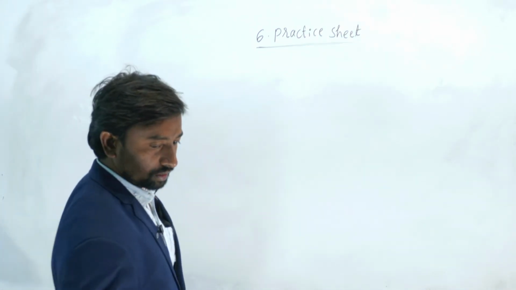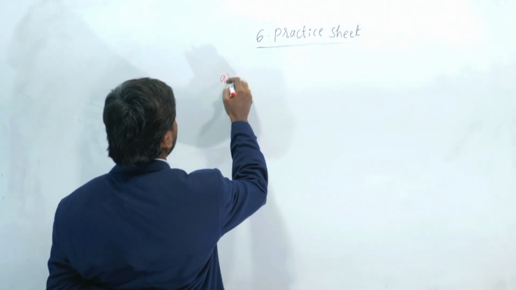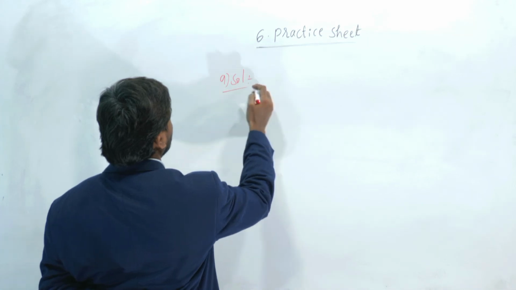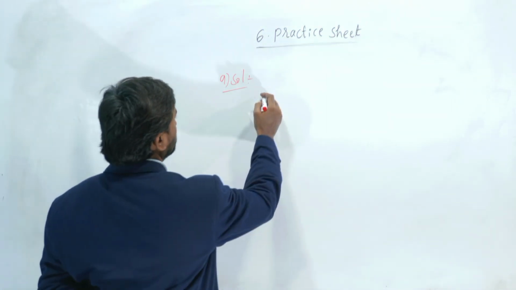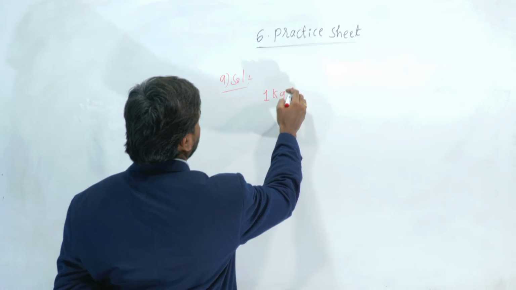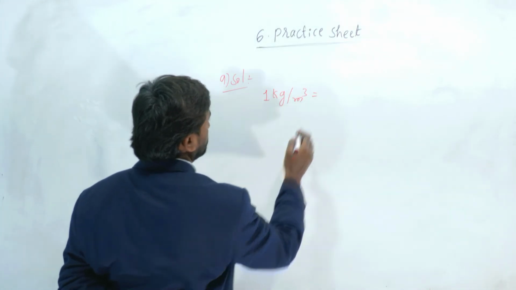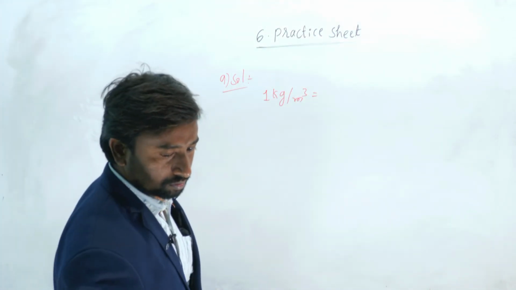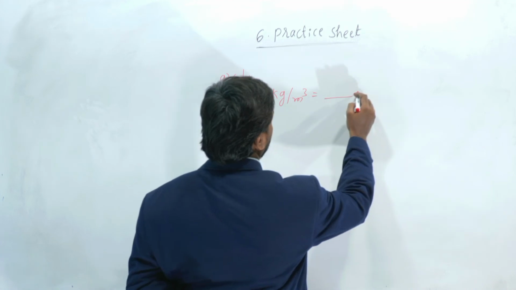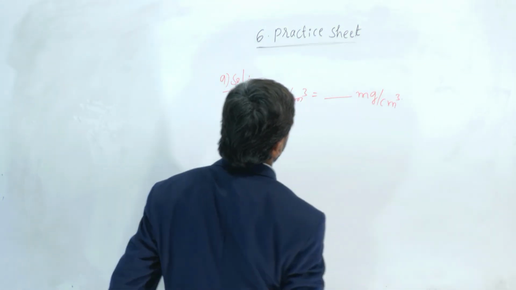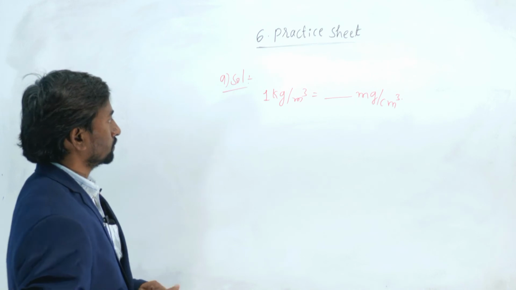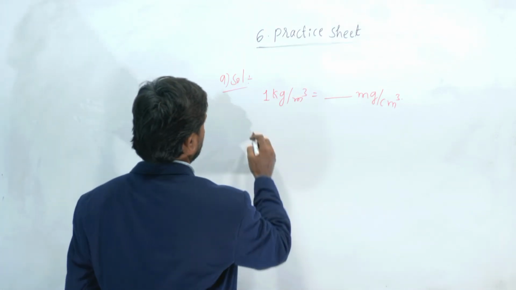So the ninth one is given here. 1 kg per meter cube is equal to how many milligram per centimeter cube? So here we see the solution.